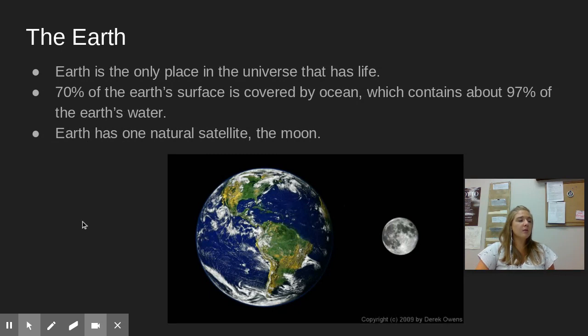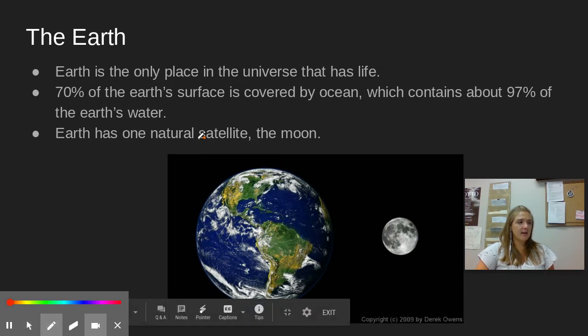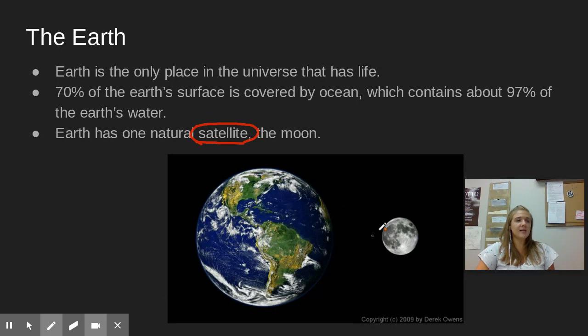And Earth has only one natural satellite. Now, this word satellite here just means an object that spins around something else, or revolves around something else. So, for example, Earth is a natural satellite of the sun. So is Mars, so is Jupiter, so are all the planets in our solar system. The Earth only has one natural satellite, only has one moon, which we call obviously the moon.